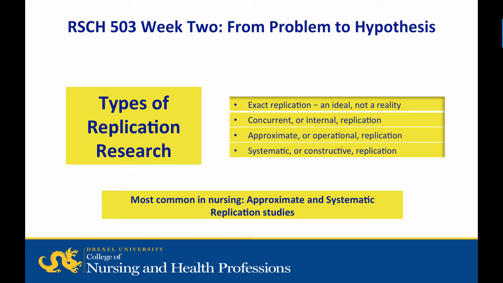There are various types of replication studies. These include an exact replication. Generally, this is an ideal goal that cannot be achieved in reality. Other types of replication studies include the concurrent or internal replication, the approximate or operational replication, and the systematic and constructive replication. The most common types of replication studies in nursing include the approximate and the systematic replication studies.